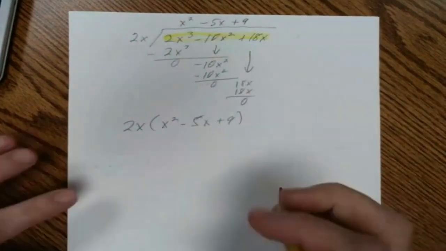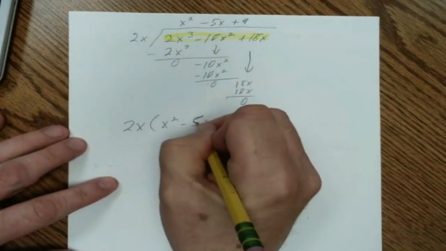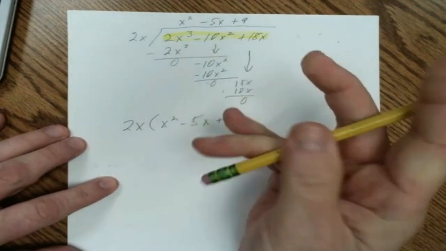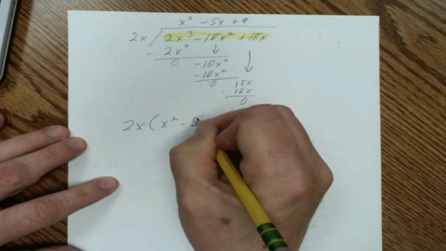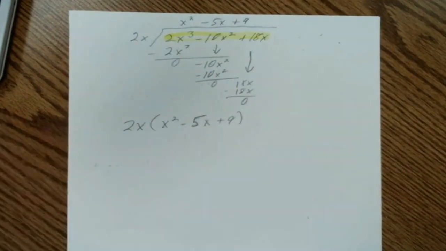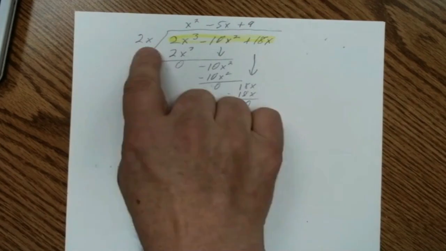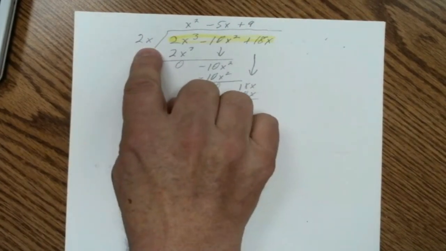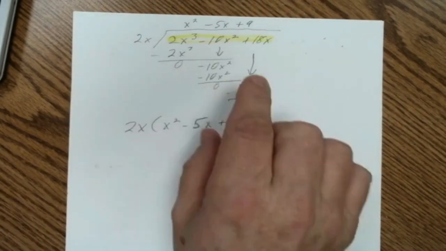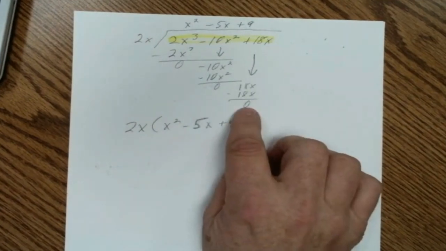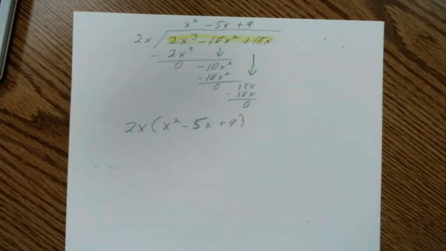Now, whether or not that factors further is a different story. You can use the quadratic formula because that's just a quadratic equation now, right? You can use the quadratic formula and figure out if that factors nicely into some lovely factors or if it gets into some imaginary numbers or anything along those lines. But when you divide a term into a polynomial and you end up with a remainder of 0, that tells you that is a factor of that original polynomial.